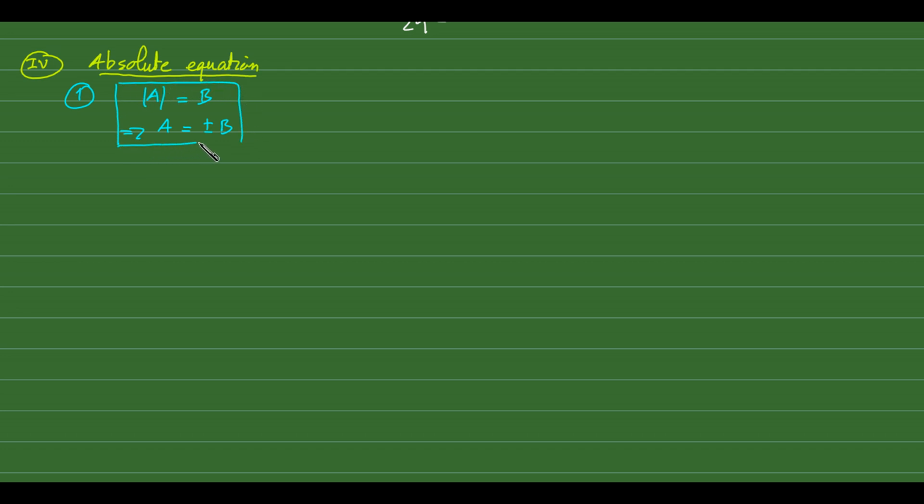And the second formula is absolute of A equal absolute of B. This also implies A equals plus or minus B. Okay. Now let's do one example for the first formula.